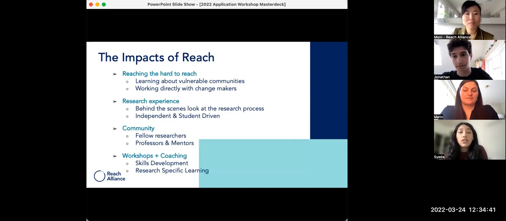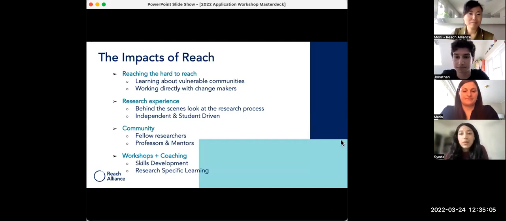And lastly, there are a lot of workshops and coaching sessions. Some of them focus on skills and professional development like career histories or team building, and others focus on research specific elements. They teach you about ethics submission or creating interview guides and writing a case study. We did one on cartography, which ended up being super relevant outside of REACH for the work that I do.